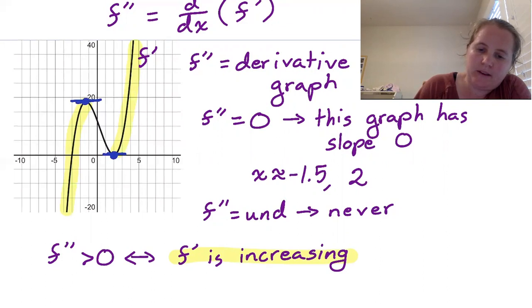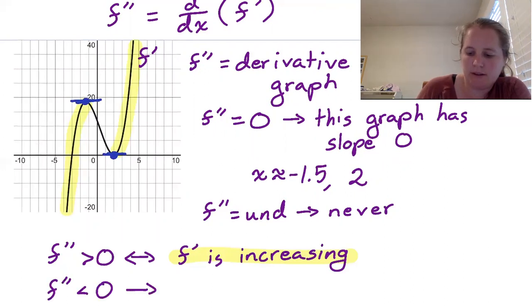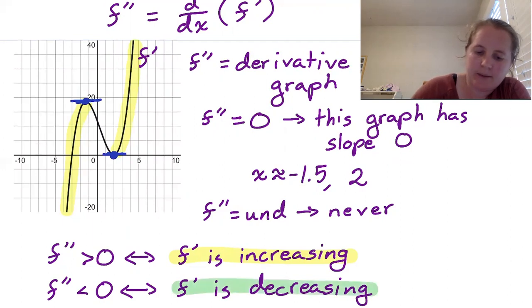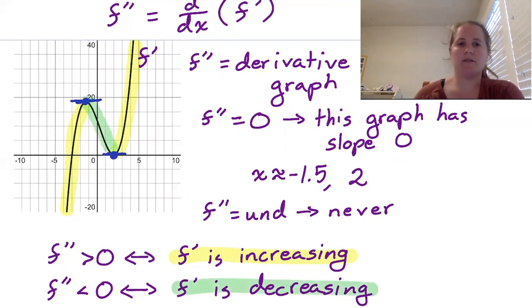And then it's decreasing. The second derivative is less than 0 when f prime is decreasing. If we look for that, that happens between negative 1.5 and 2.